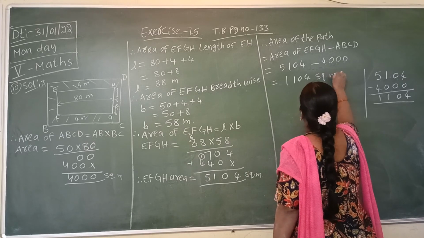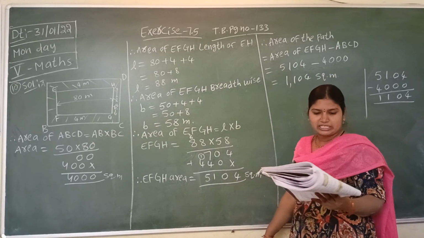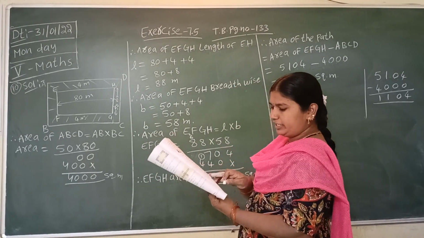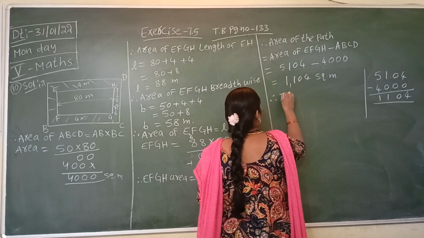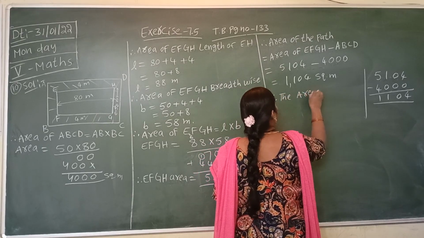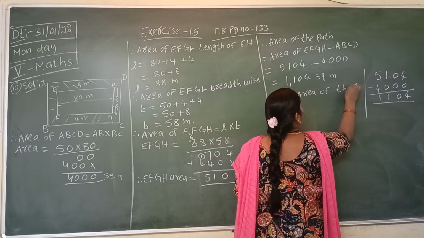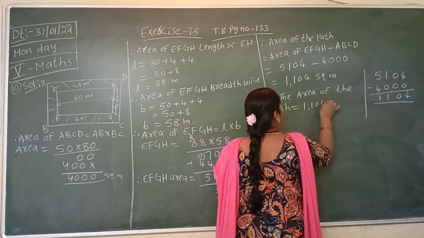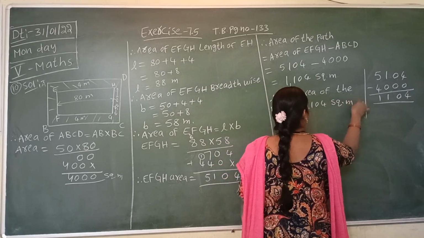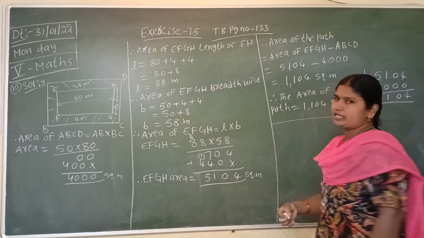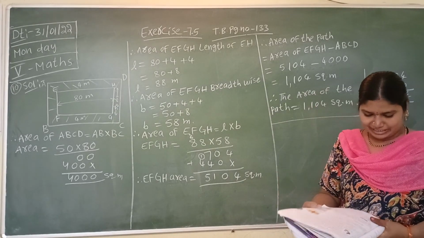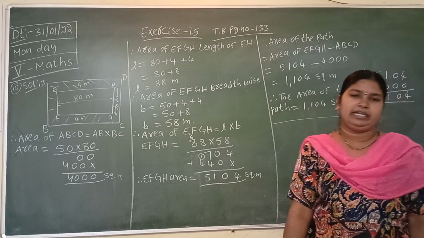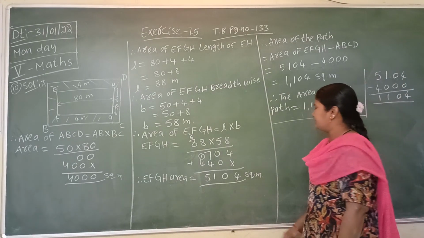Square meters. What are they asking in the question? Find the area of the path. Therefore, the area of the path equals 1104 square meters. It is your answer. In total we have completed 10 problems. In this exercise only 10 are there. Next we will go for the next exercise in the next class.